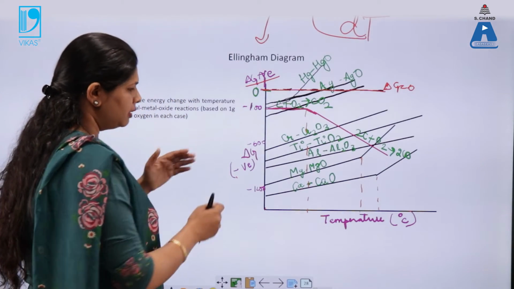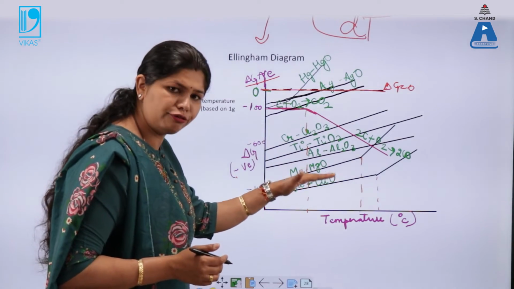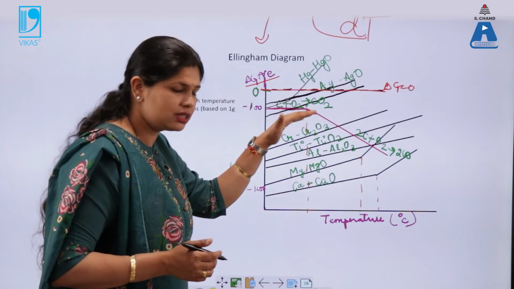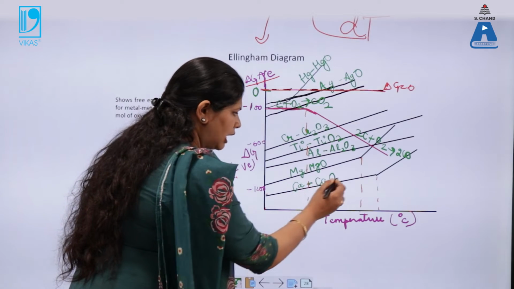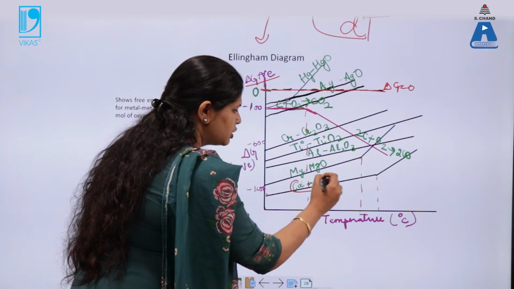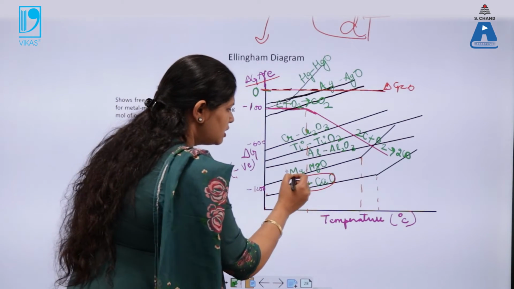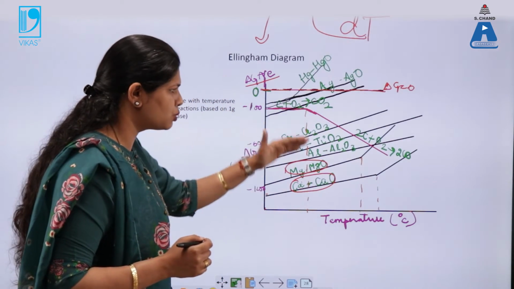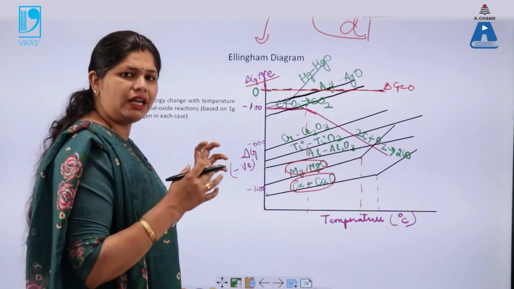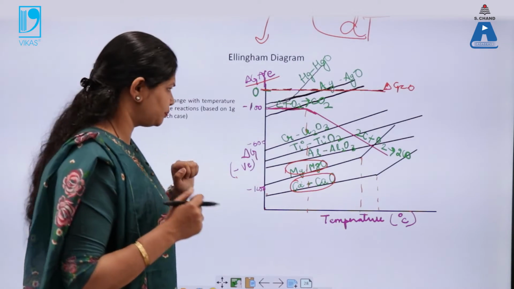This diagram is made for different metals and their transformation to their oxides. For example, this line represents the calcium and calcium oxide reaction. This line represents the magnesium and magnesium oxide reaction, and so on. What are the salient features of this diagram?